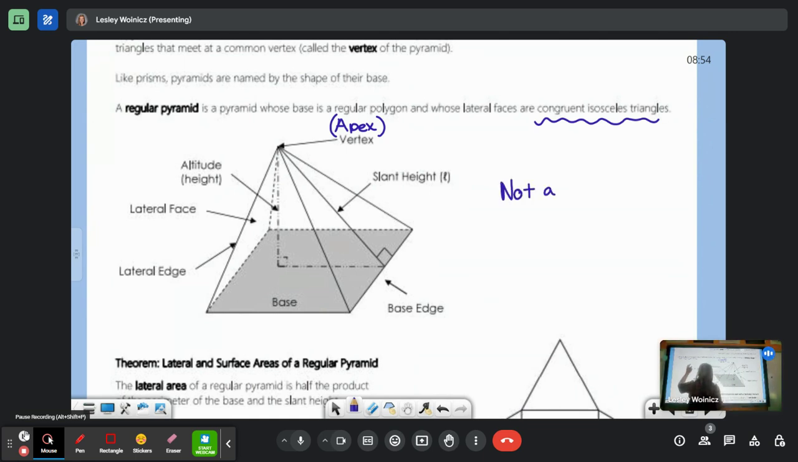How did you know? It has four sides, but the sides aren't congruent. Do you see how the vertex isn't centered over the center of our base? We don't have any information about whether our sides are the same length.